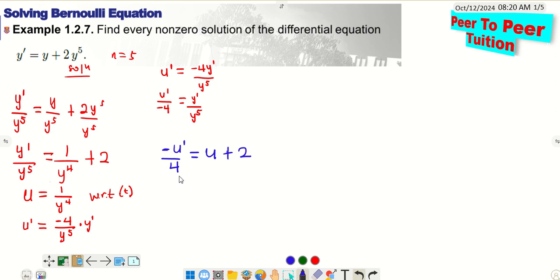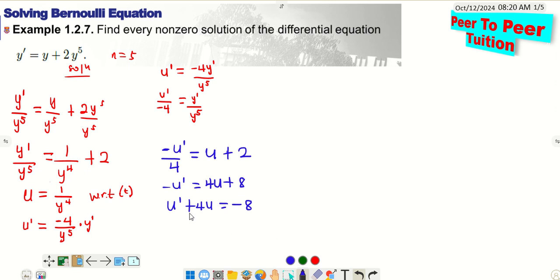To simplify this one, I'm going to get negative u prime should be equal to 4u, then plus 8. I'm just multiplying through by 4. Then I can group like terms. If I group like terms, I'll get u prime plus 4u should be equal to negative 8.